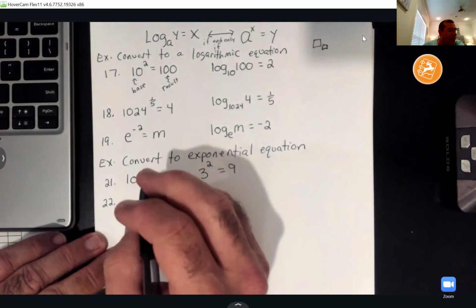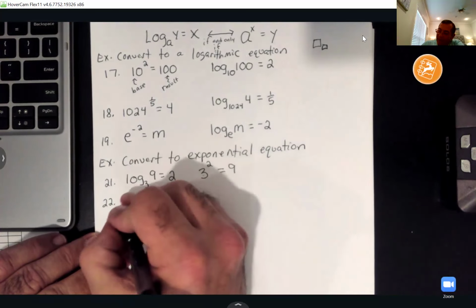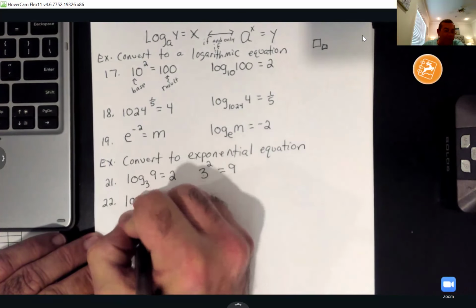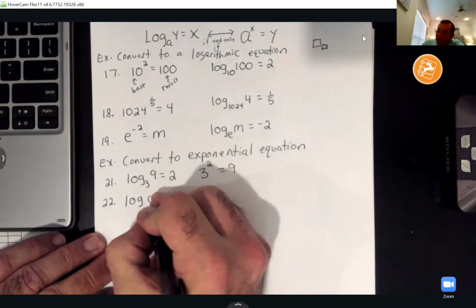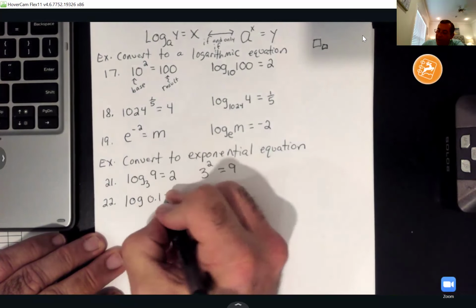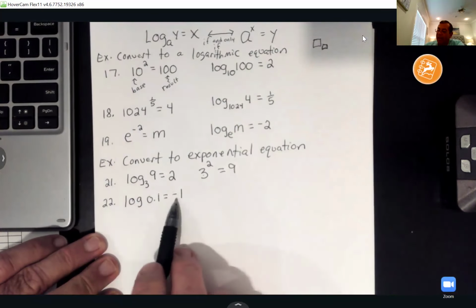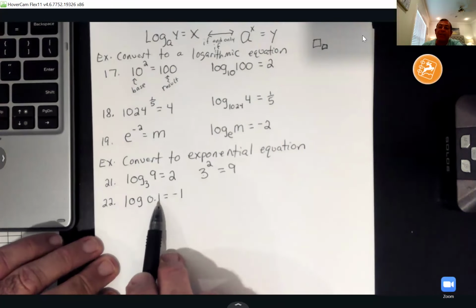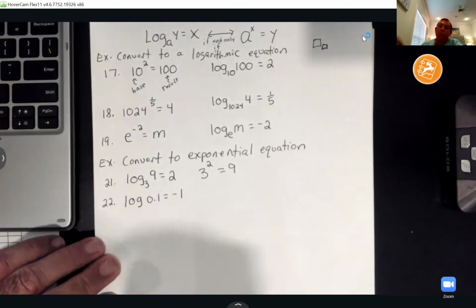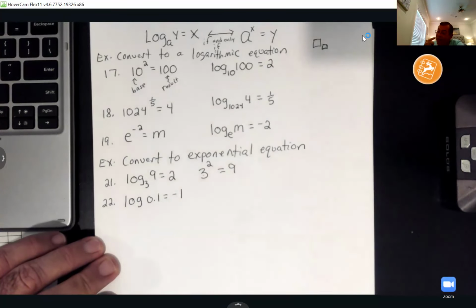Oh, let me see here. How about log 0.1 equals -1? So remember, you had negative exponents when you had fractions or decimals less than 1, okay? Because remember, 0.1 is the same as 1/10, so it's sort of like a fraction.